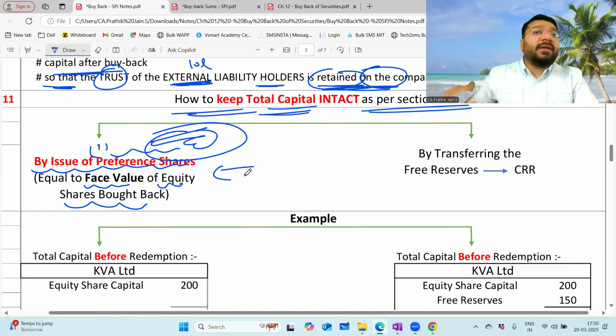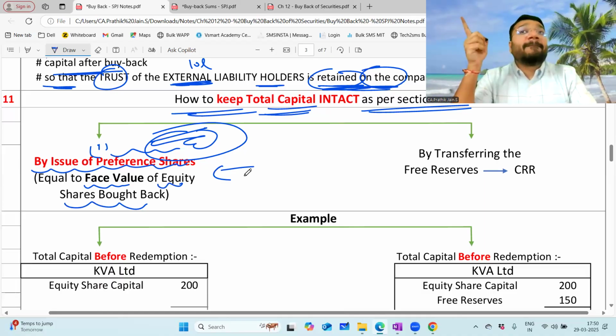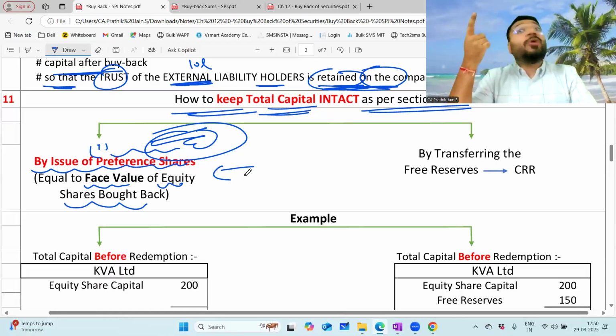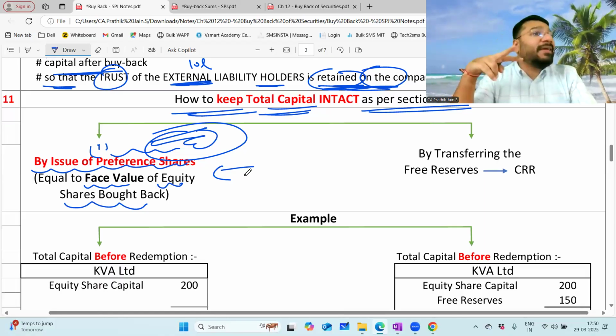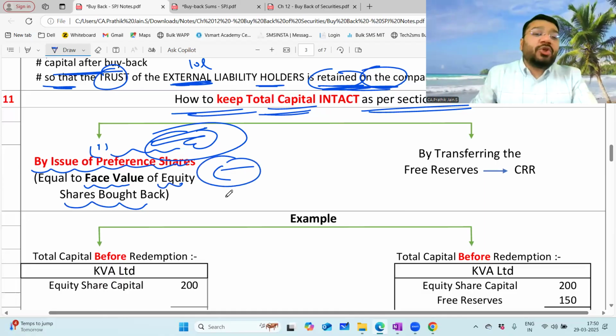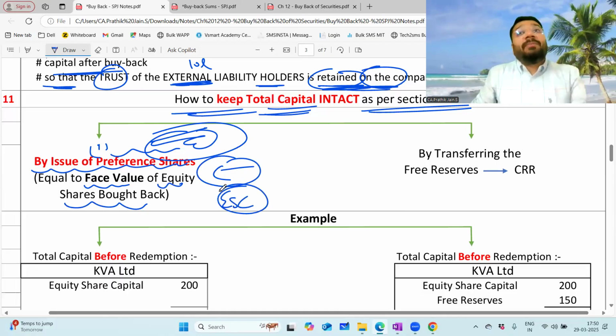This we discussed in CA Foundation when we did redemption of preference shares. At that time, what did you issue? Equity shares. Now, when you're repaying equity capital, which shares are you issuing? Preference shares. So you might have a question, sir, why can't we issue equity share capital itself for repaying equity share capital?